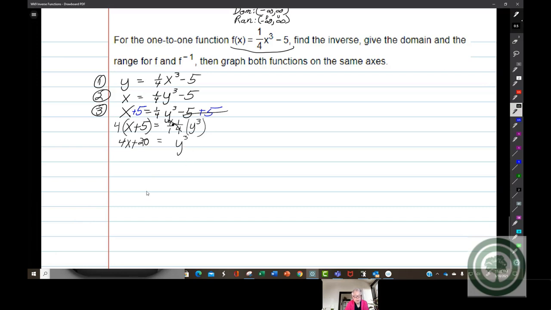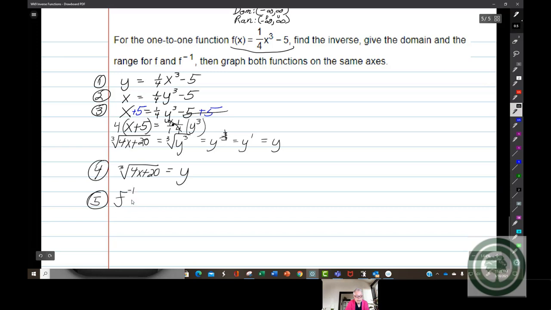Now I have y to the third equals 4x plus 20. I need y. Nobody cares what y to the third equals. So I'll undo it by using the cube root, which means I have to take the cube root over here. And the cube root of y to the third is y to the 3 over 3, which is y to the 1, which is just y. So step 4 is going to be the cube root of 4x plus 20 equals y.